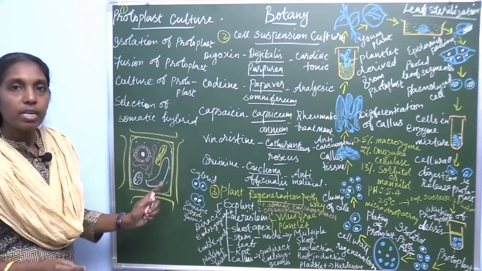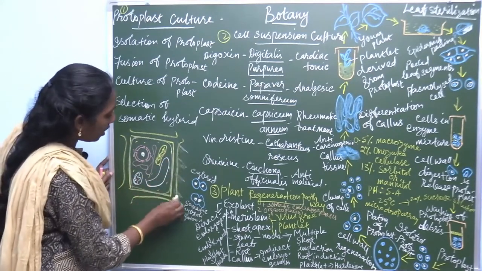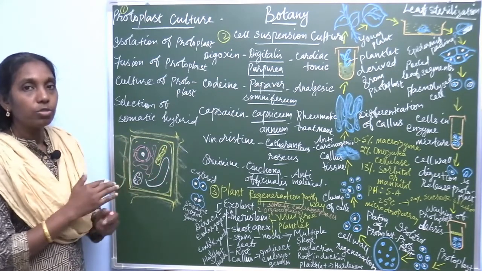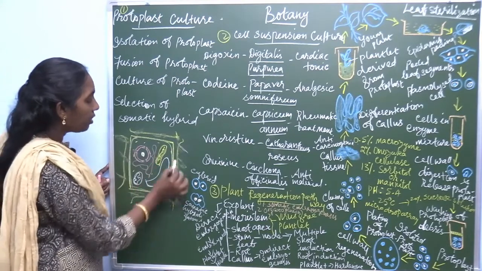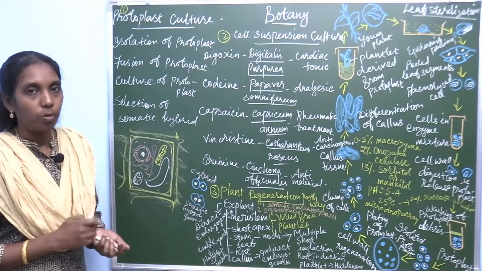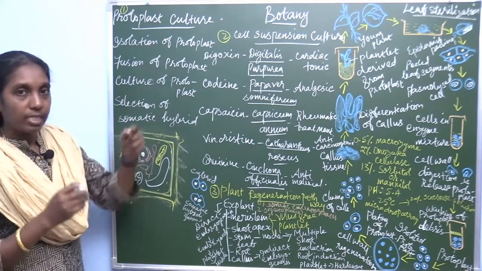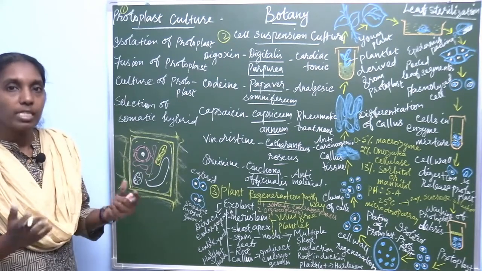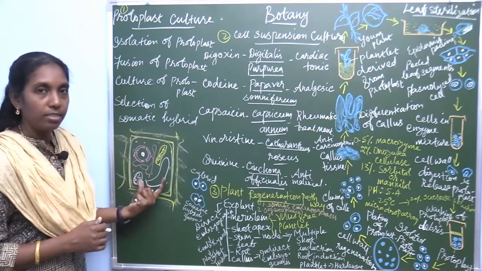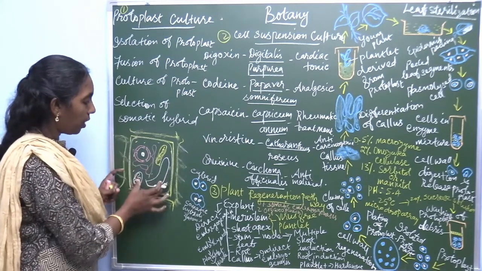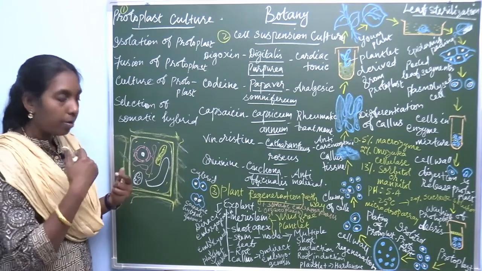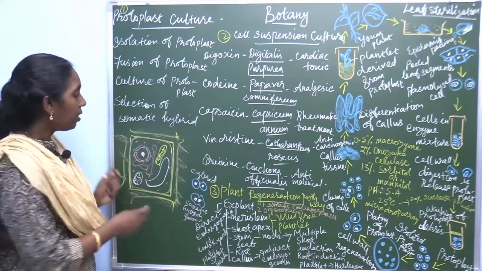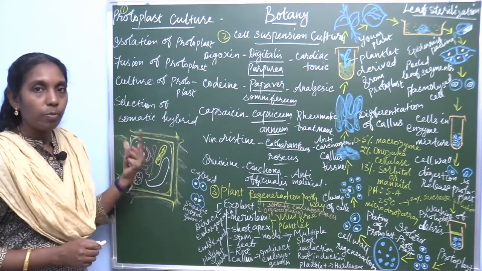So, protoplast is the removal of the cell wall. When you remove the cell wall, what is present inside? Inner to the plasma membrane, along with the plasma membrane, what is present is called protoplast. So, for protoplast culture, we are isolating this protoplast. Select a single protoplast and culture it into a whole plant. To develop an entire plant from this single protoplast is called protoplast culture.